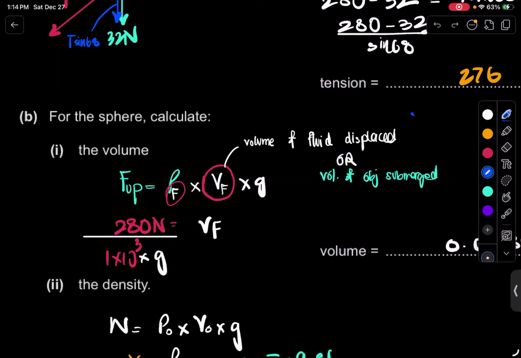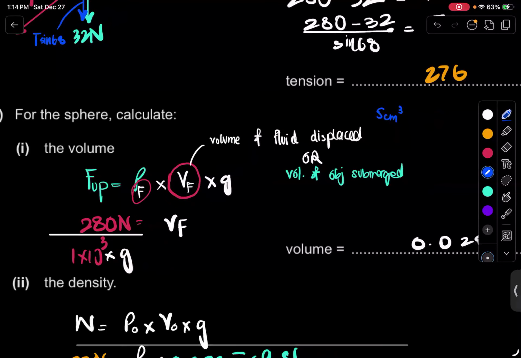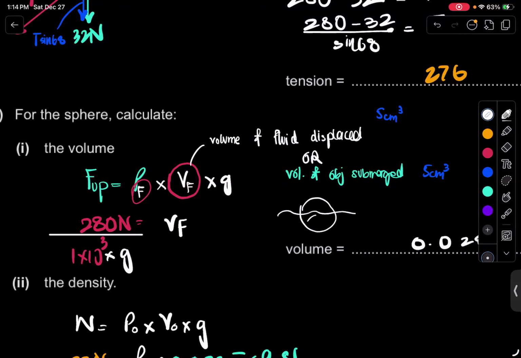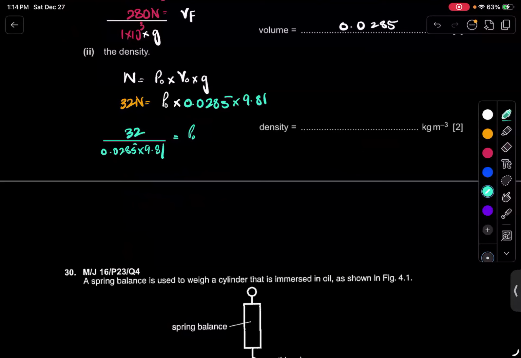If, for example, 5 centimeter cube of volume was displaced, then that must mean the object that was submerged is also 5 centimeter cube, right? But submerged, not the total, right? If, for example, only this much was submerged, then that's the number that's going to show up in the formula. Okay, right? So we figured out the answer. That was 32 divided by 0.0285 times 9.81. Yes, questions. Bring it on. 114.5.